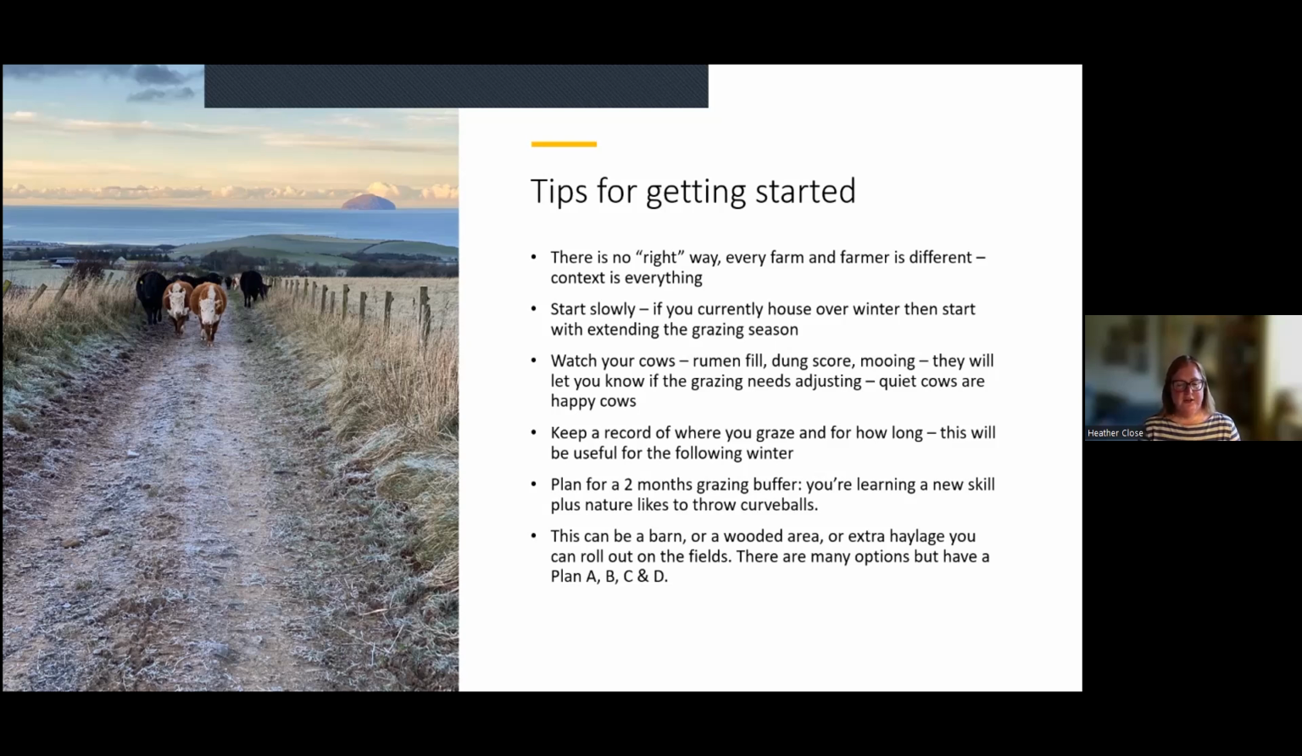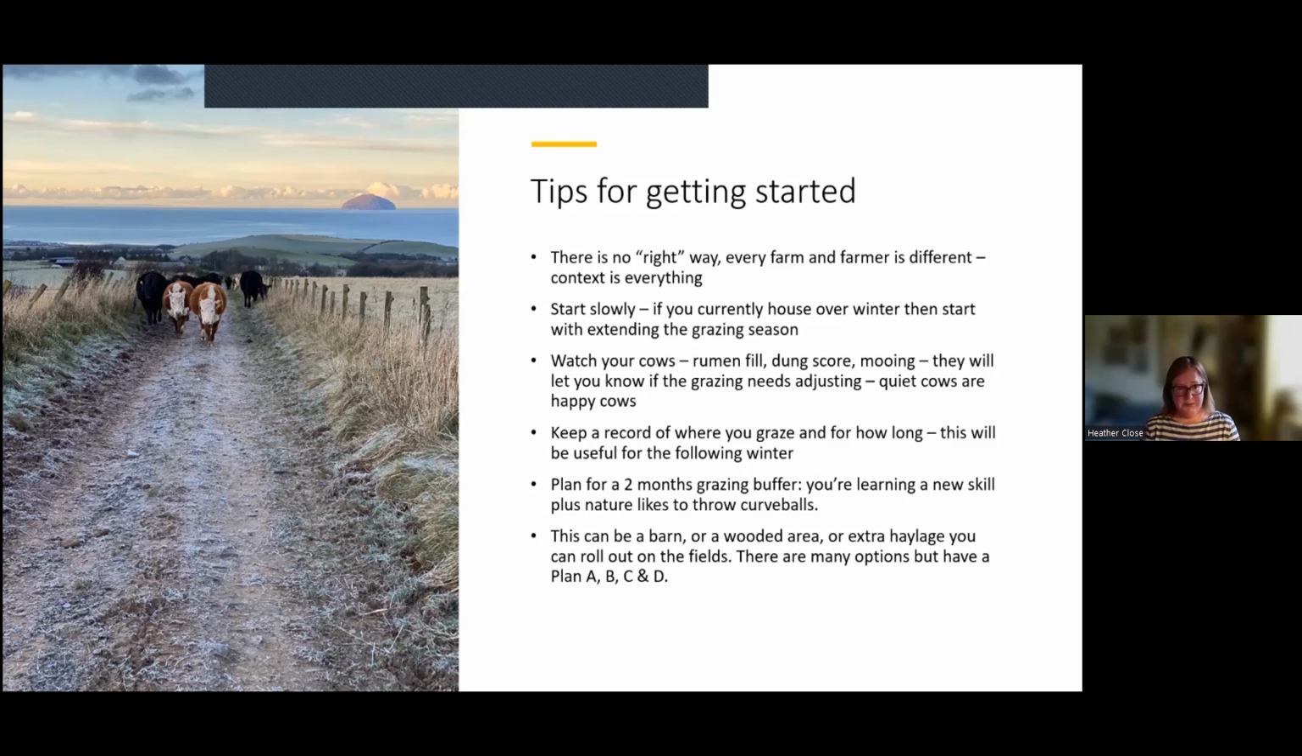Then, yeah, it's really important to have a good grazing buffer, and it's not just for grazing. As Nikki mentioned, water can be a real issue. So if we do have a deep frost, which isn't that often, we need to have alternative locations in mind where the cows can graze and have access to water. This can be a barn or a wooded area or extra haylage or bale pods.